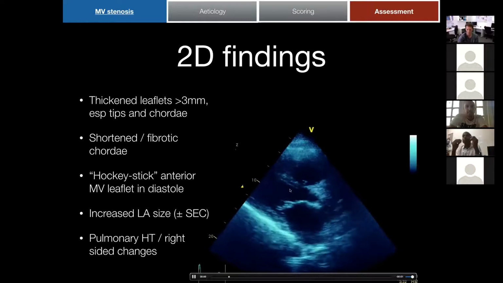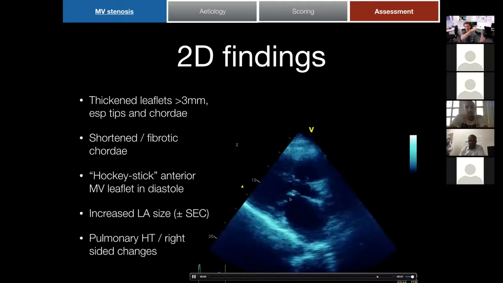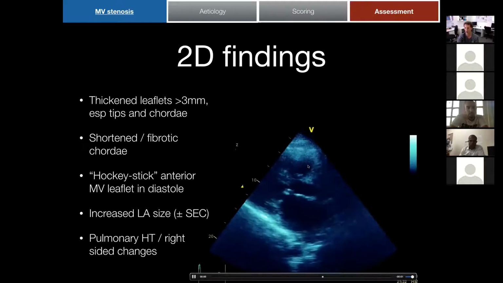If you see that leaflet tip being thickened at a 90-degree angle during peak diastolic filling, that's what they mean by that, particularly the anterior mitral valve leaflet. During systole, you have a big old left atrium, so you can see spontaneous echo contrast (SEC) in there, and you can have a dilated, badly functioning right ventricle.